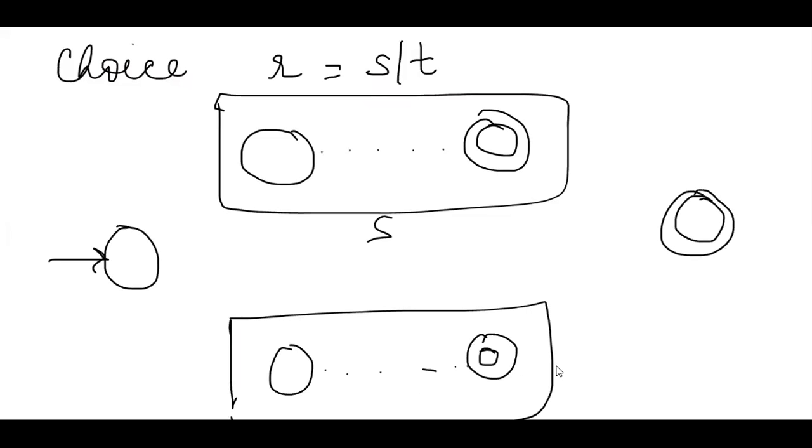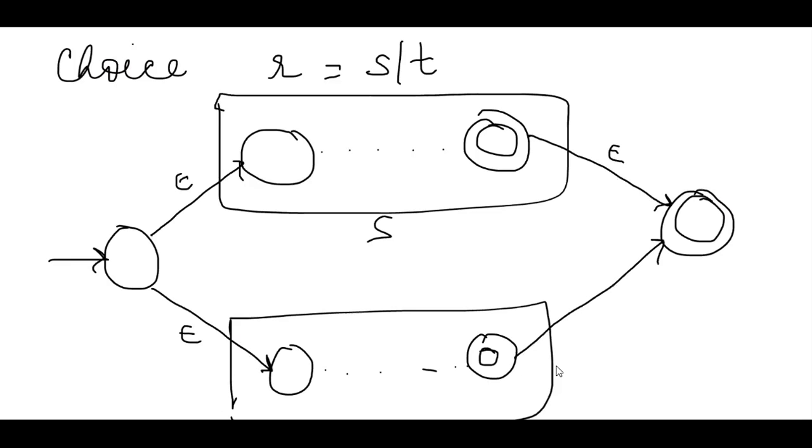Okay. And then we will have transitions like this. From the new start state, we will have one epsilon transition to the start state of S and another epsilon transition to the start state of T. And from the final state of S to the new final state, we will again have another epsilon transition. And from the final state of T to the new final state, we will have another epsilon transition. So this is your choice.